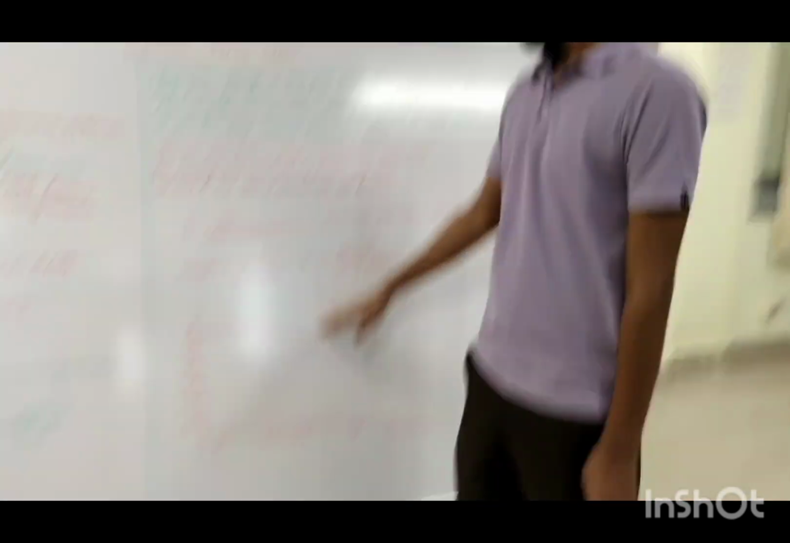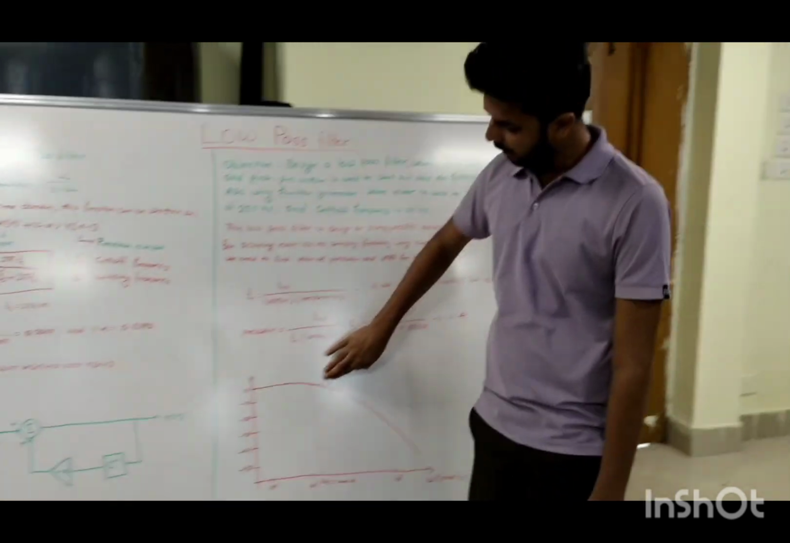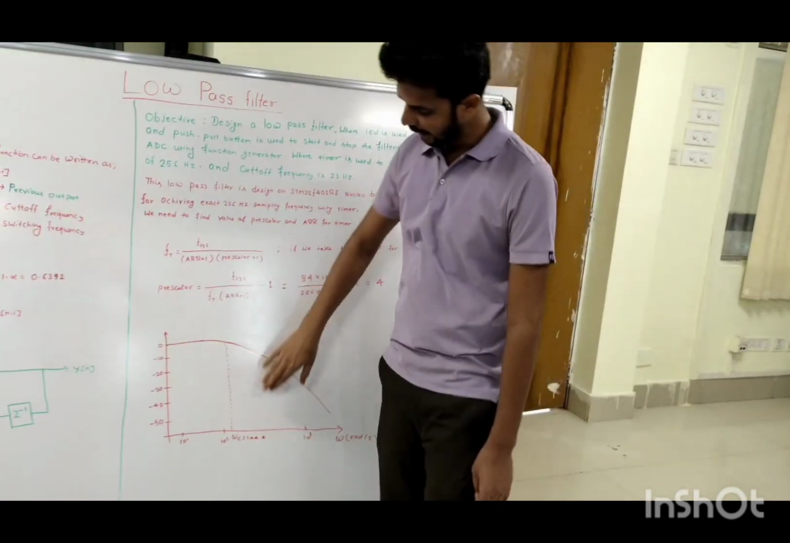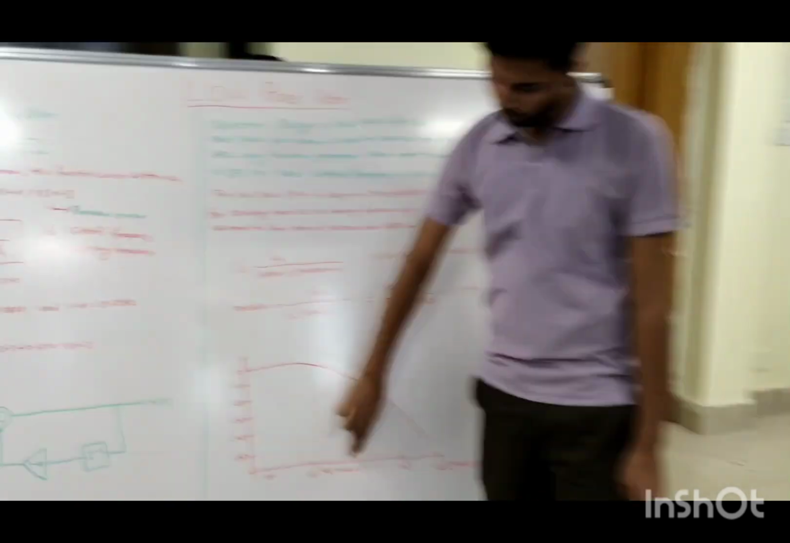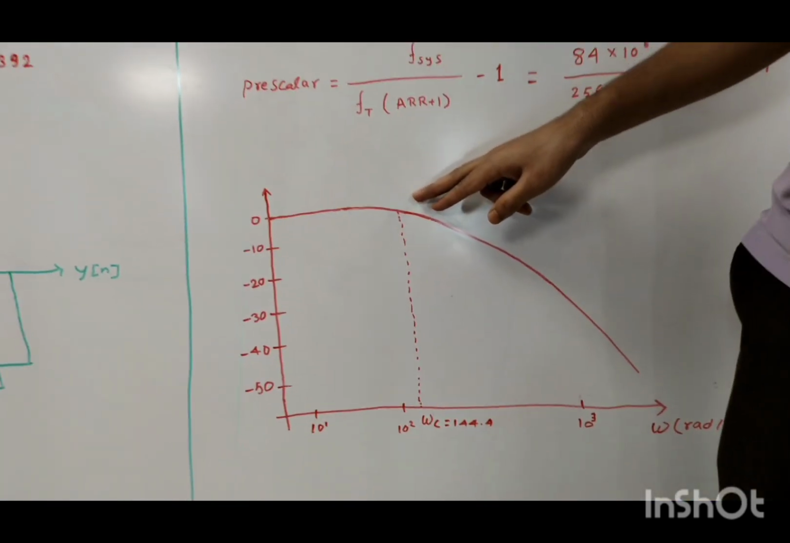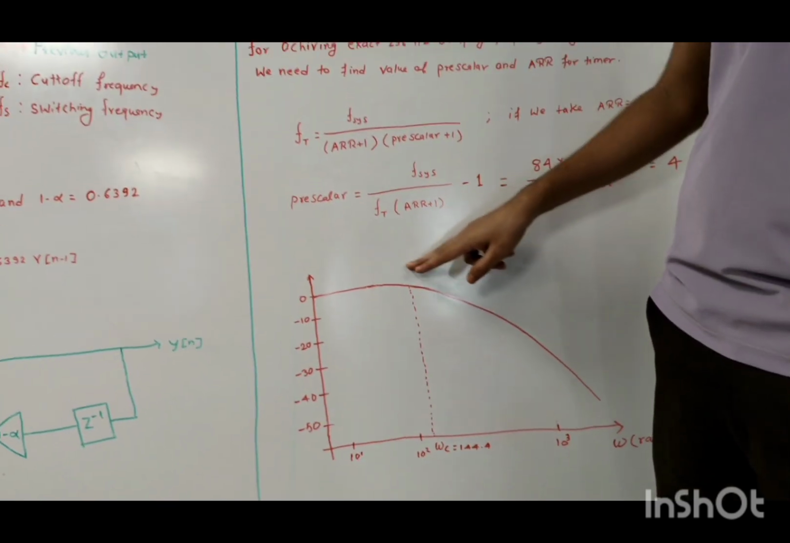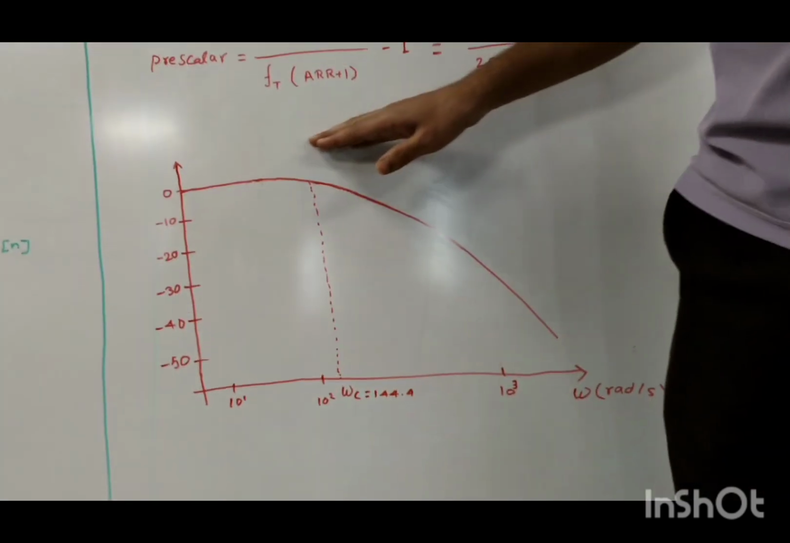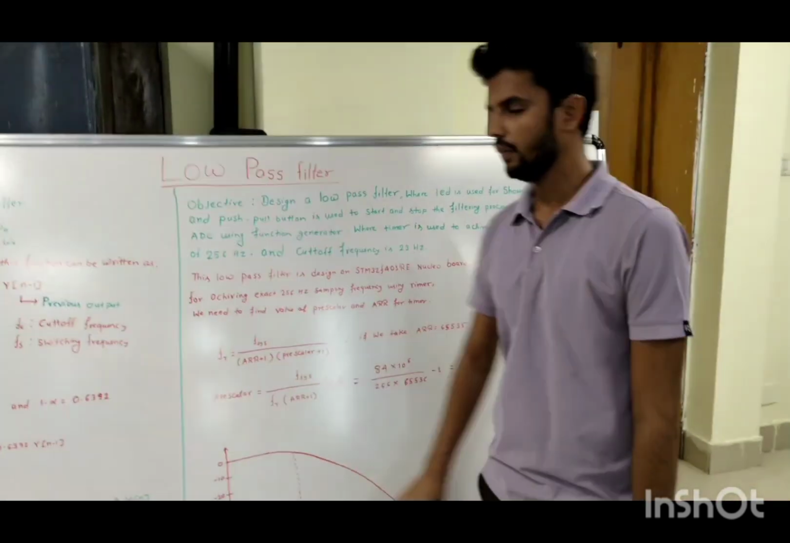Now this is the Bode plot of our first order low pass filter. You can see here at omega c equals 144.4, that is 23 Hz, the signals are attenuated. So this low pass filter basically attenuates the signals after the cutoff frequency.